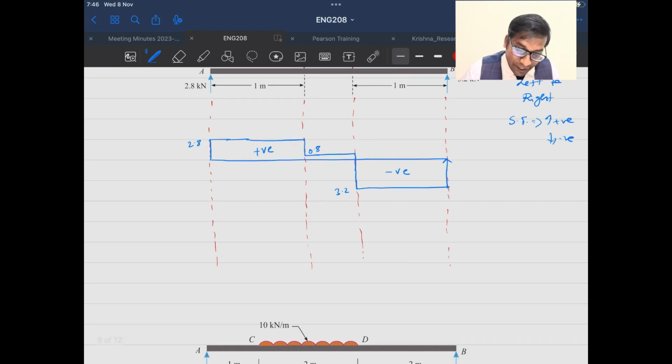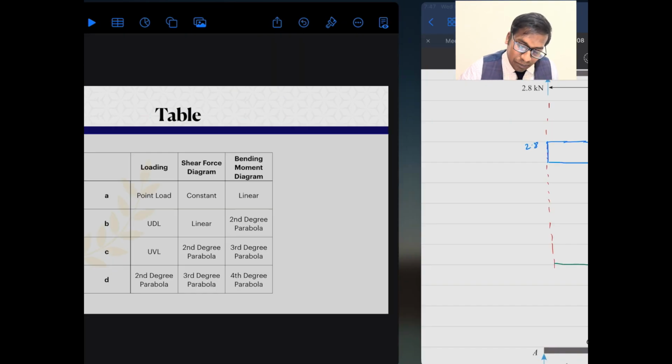When I go for a bending moment diagram, let me draw using a different color. So if I go for a bending moment diagram, then please understand, here I have to follow two rules. One, the slope, whether it is positive or negative, depends upon whether the shear force is positive or negative. That is the first rule. The second rule is whether it is going to be a constant line or a linear or a second degree parabola or third degree parabola. That depends upon the table.